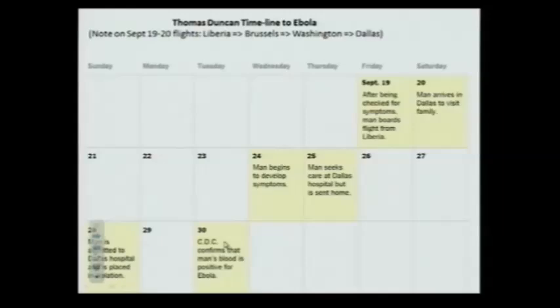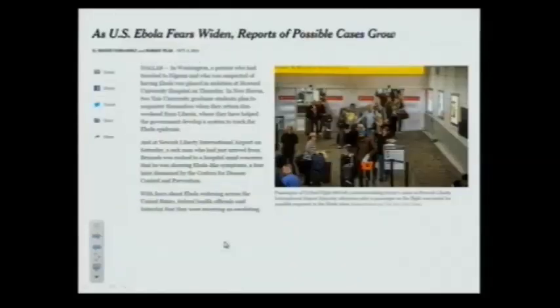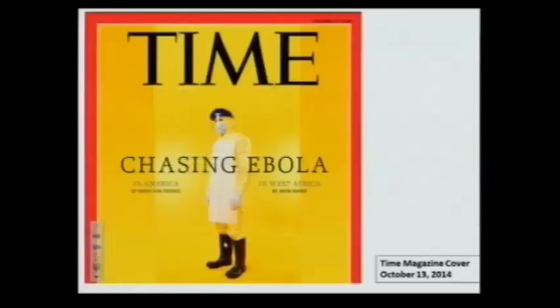But all the people he was in contact with are now what? Under observation. While they're incubating, they're not infectious. But as soon as they become symptomatic, they could be infectious. Okay? So this is all well controlled. Okay? 80 people came into contact, probably only 10 are at risk, screening at airports, huge consequences.